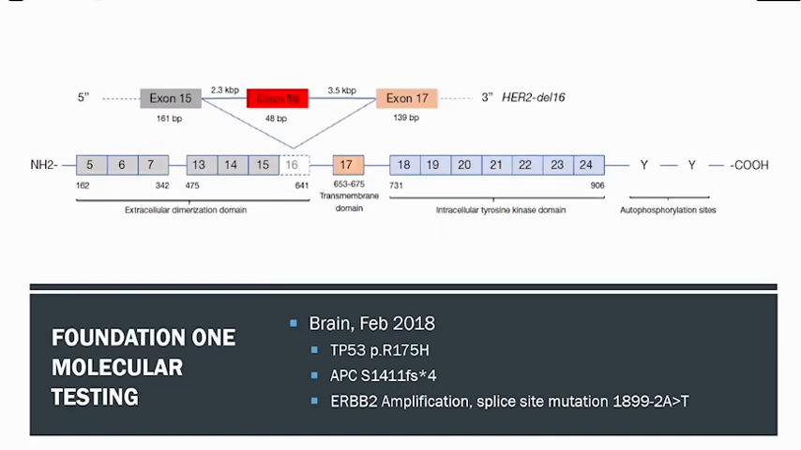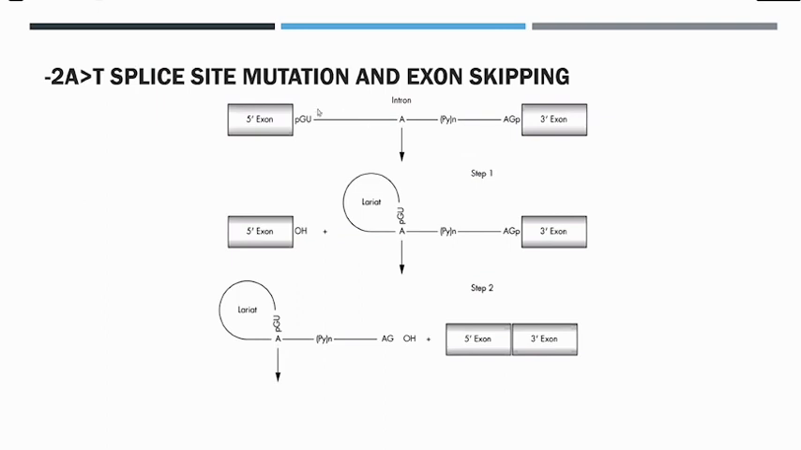And then it also showed ERBB2 amplification that was documented at MD Anderson, but also a splice site mutation at position 1899, that is exon 16 of HER2, two positions upstream of the exon. So this was a key event, so let me go into the details of what a minus two A to T splice site mutation means and how it leads to exon skipping.